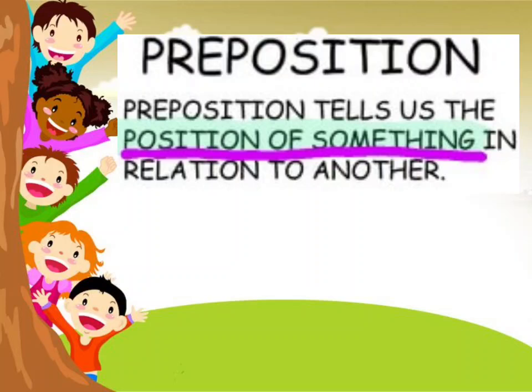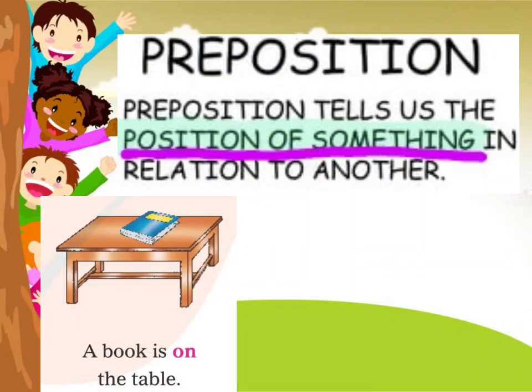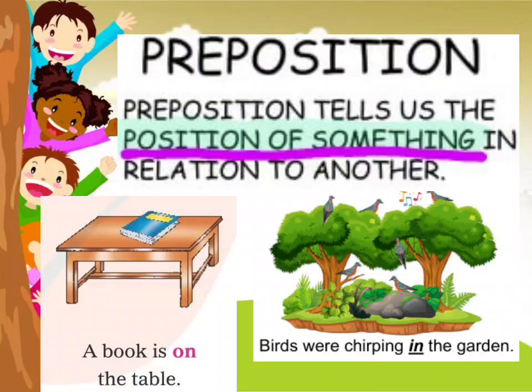Let's learn it with the example. A book is on the table. बुक का टेबल से क्या रिलेशन है कि बुक टेबल के ऊपर है. ऑन इज द preposition which show the position of book and the relation of book and table. So what is the preposition in the sentence? On.